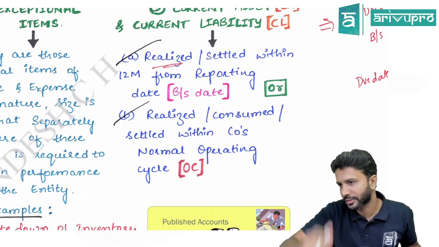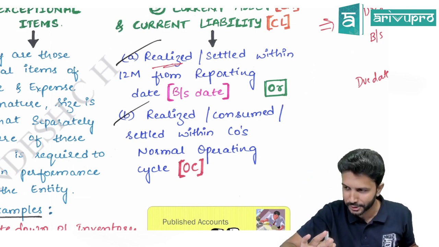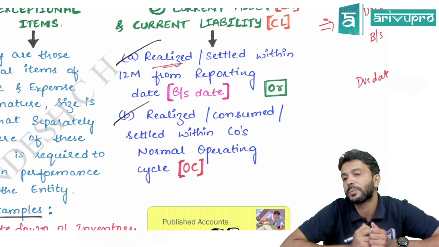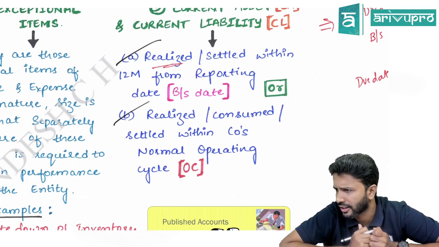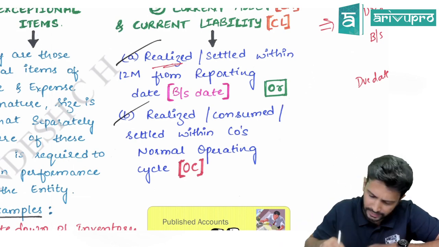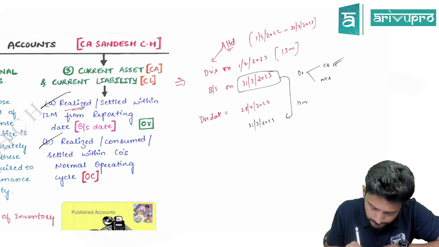Did it go in or full bouncer? Nothing we understood. Okay. The question here is what now? What is this operating cycle? Everything looks okay, but this OC is not looking fine. Can I give you a small example?